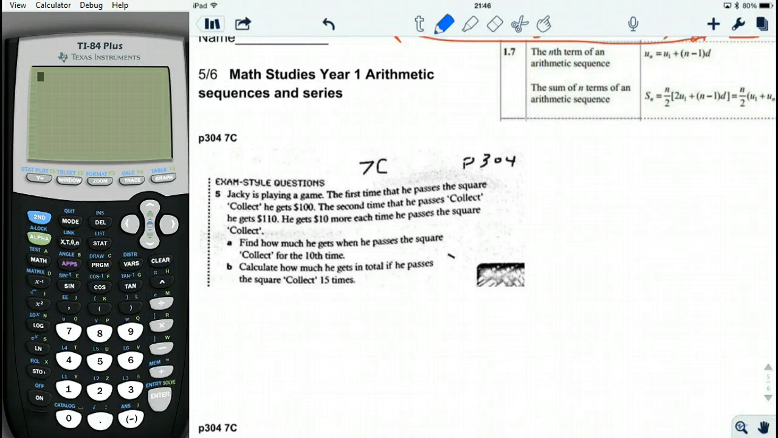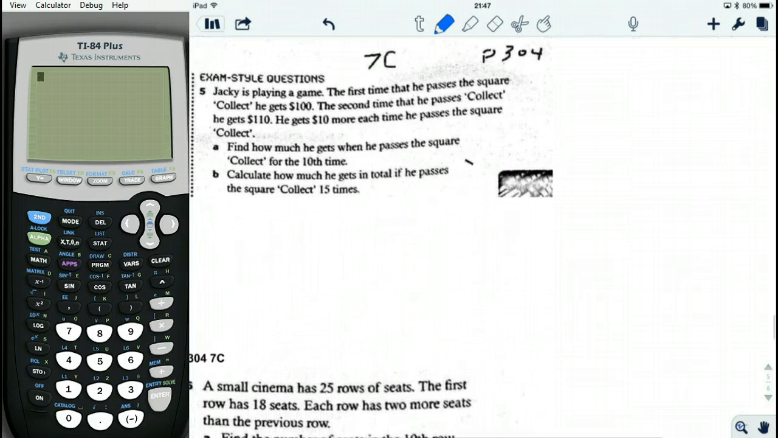Arithmetic sequences series, page 5. Jackie's playing a game. The first time he passes the square collect, he gets $100. The second time he passes, he gets 110. He gets 10 more each time he passes the square collect, so 120, etc. Find out how much he gets when he passes the square collect for the 10th time.